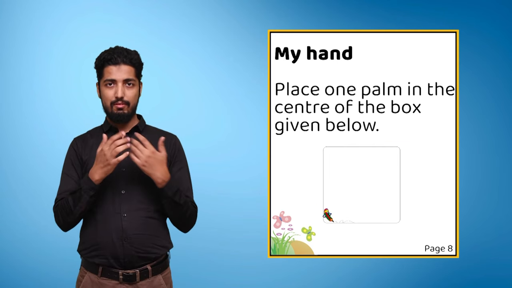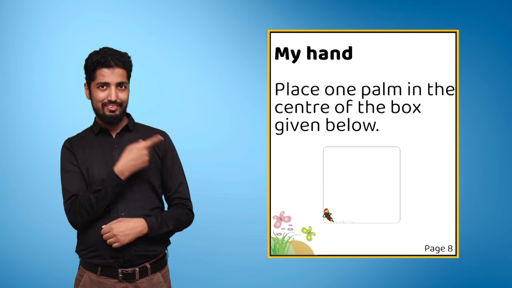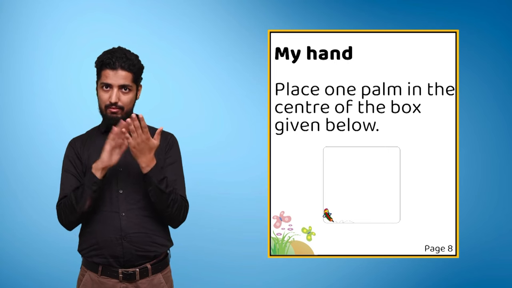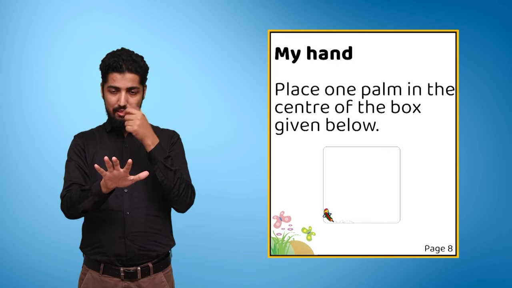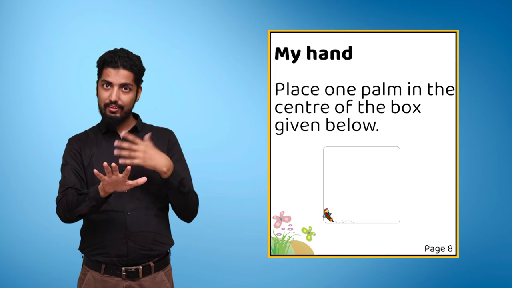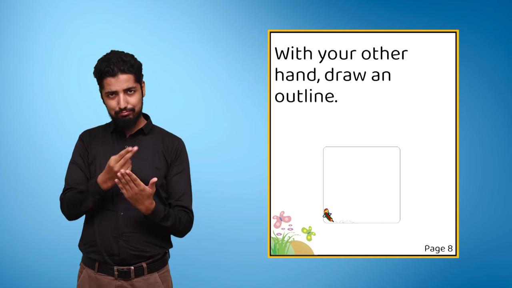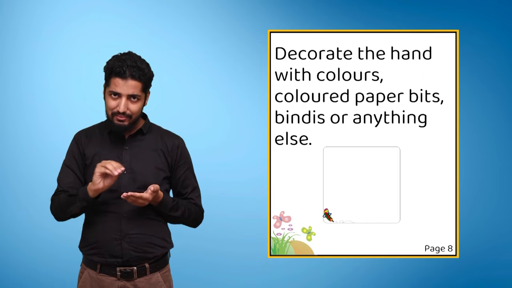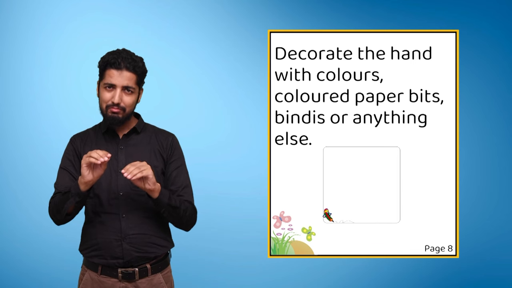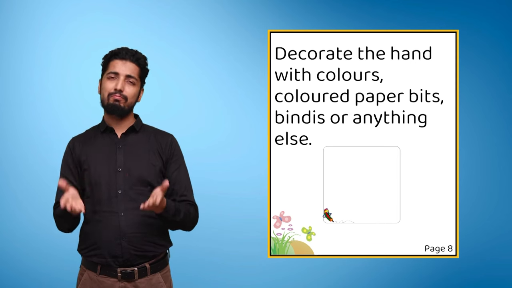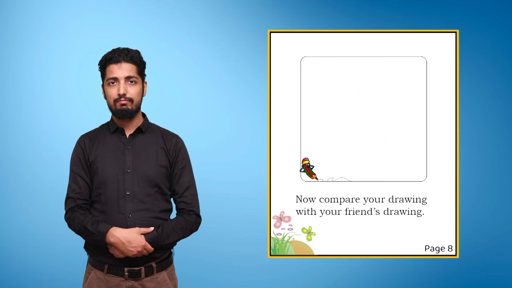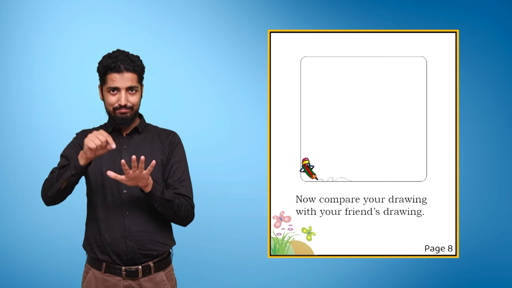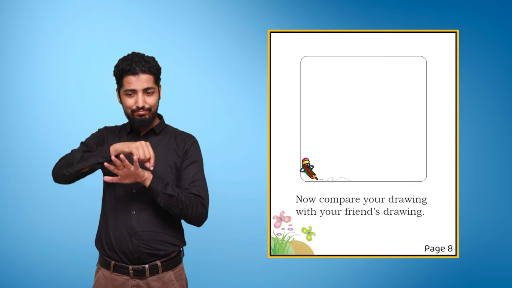On this page, we have a large box given. My hand. Place one palm in the center of the box given here. With your other hand, draw an outline. Decorate the hand with colors. Colored paper bits, bindis, or anything else. Now, compare your drawing with your friend's drawing.